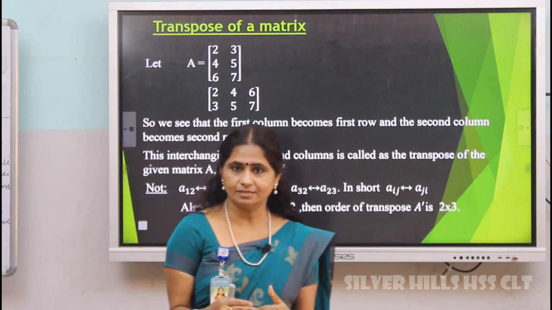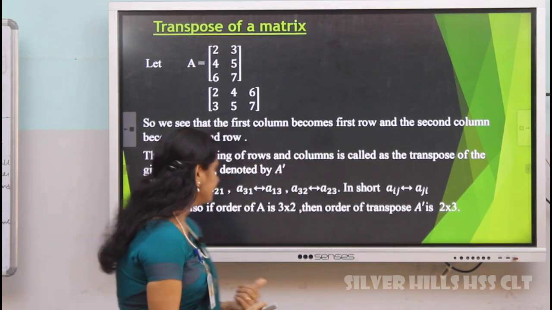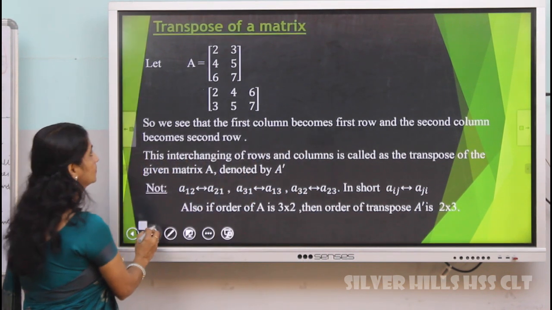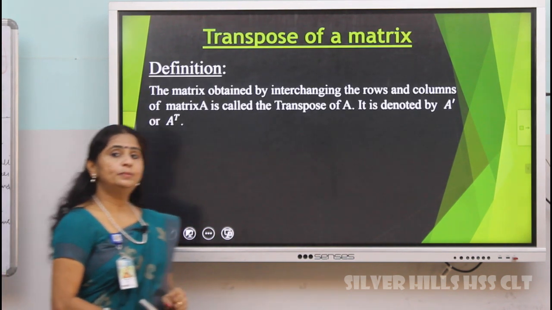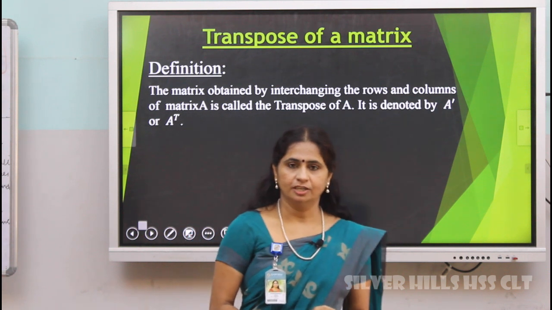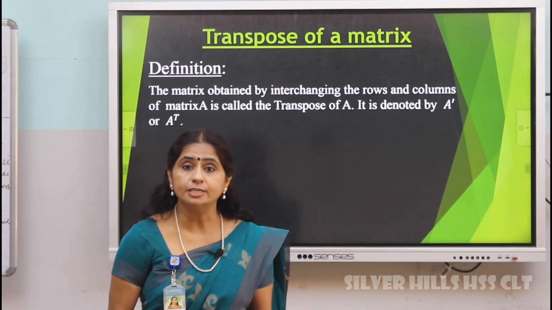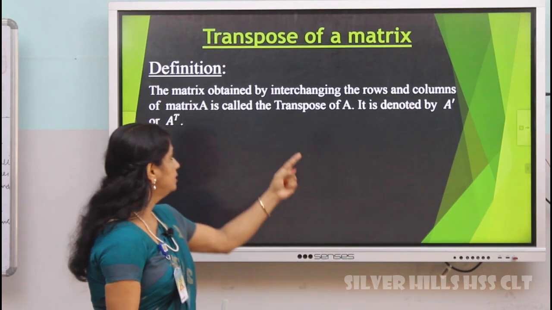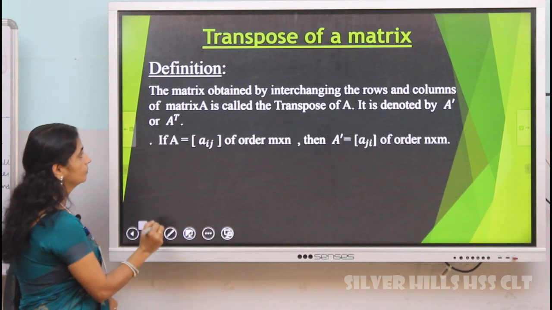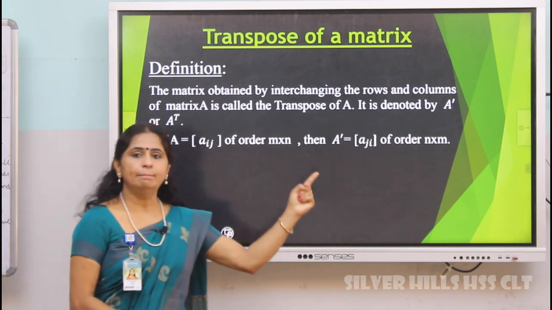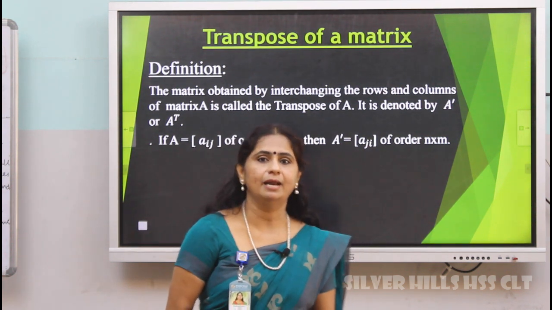So based on this example, we can define the transpose of the matrix as the matrix obtained by interchanging the rows and columns of matrix A is called the transpose of the matrix A and is denoted by A dash or A raised to capital T. If A is of order m by n, then the transpose A dash is of order n by m.